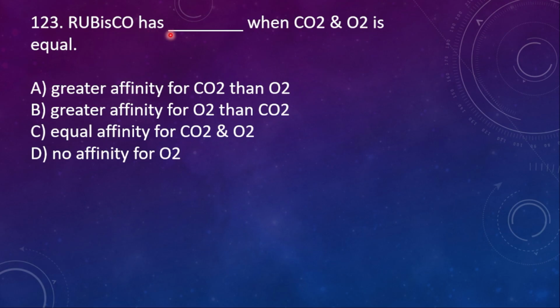123. Rubisco has dash when CO2 and then O2 is equal. A. Greater affinity for CO2 than the O2. This one itself is right. Rubisco always has a much more affinity towards the CO2.